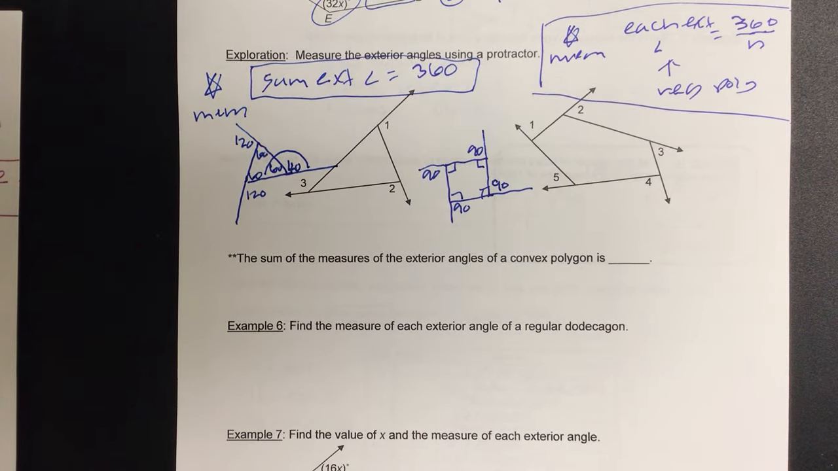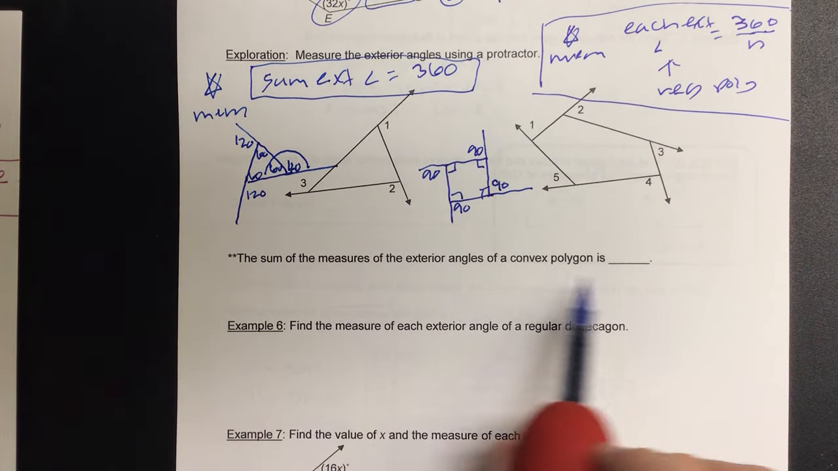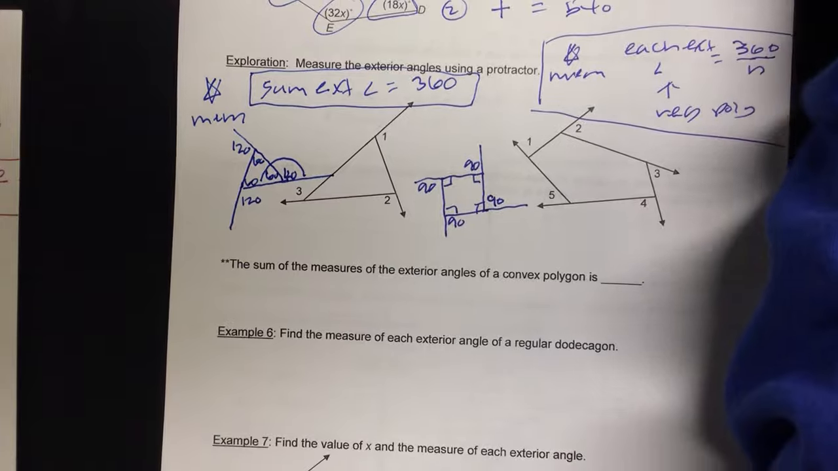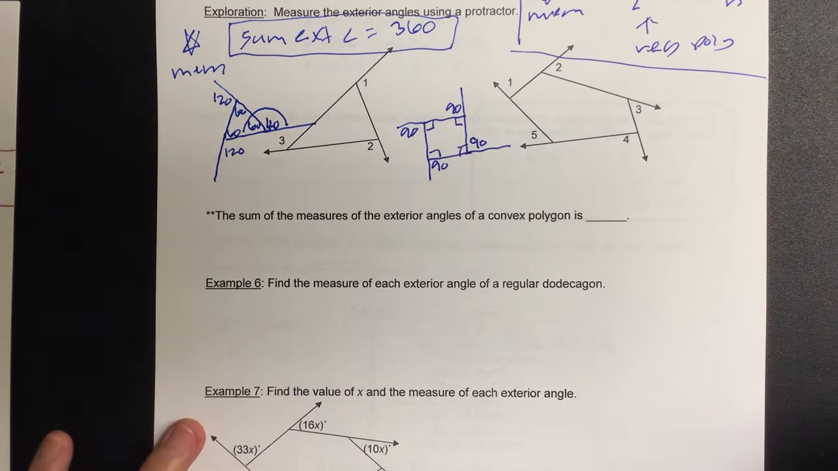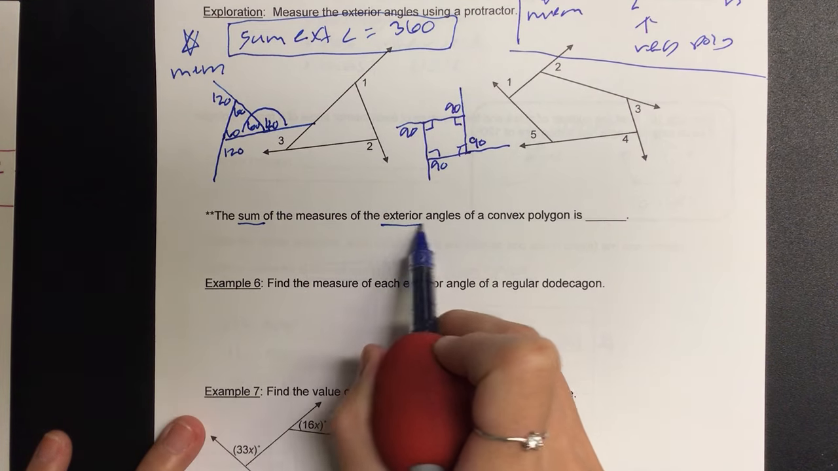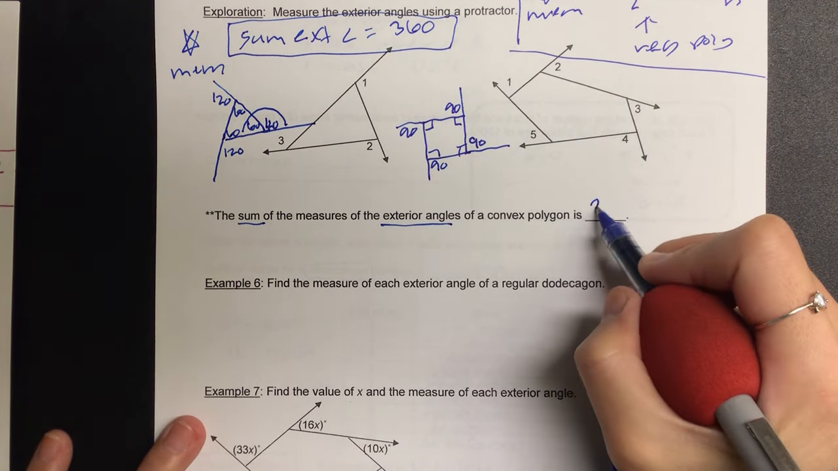So, Blake, let's read the next row and fill in the blank. The sum of the measures of the exterior angles of a convex polygon is... So the sum of the exterior is always what? 360. Boom.